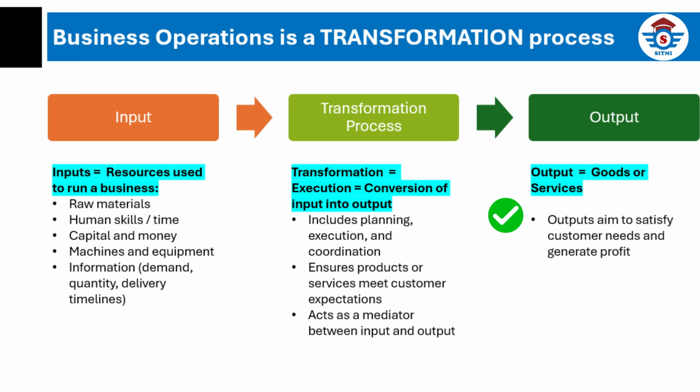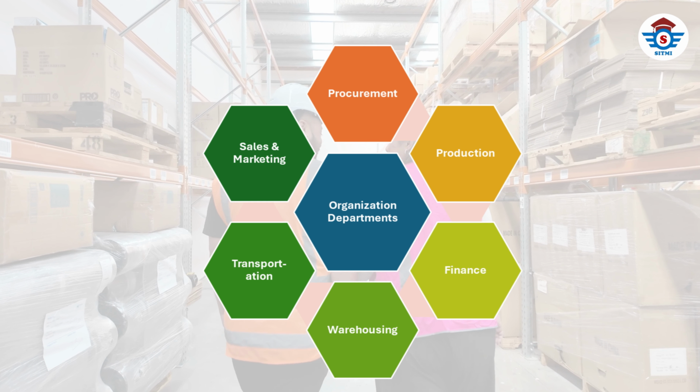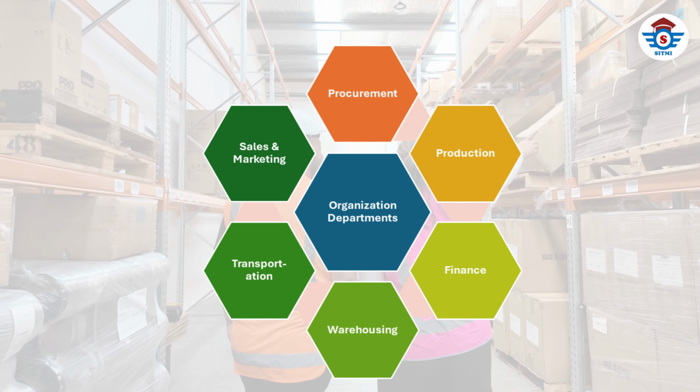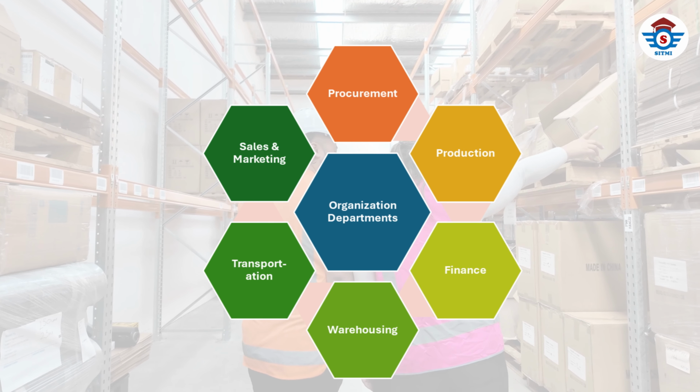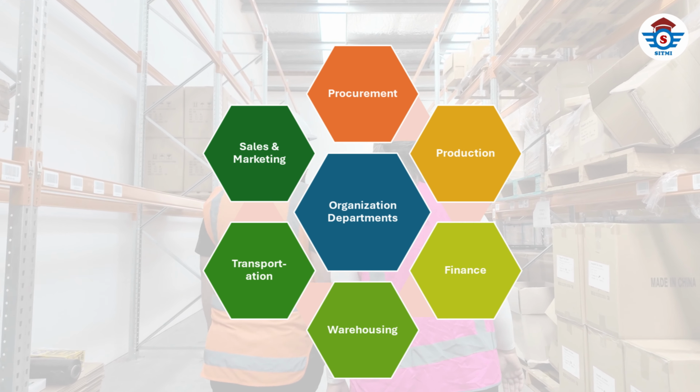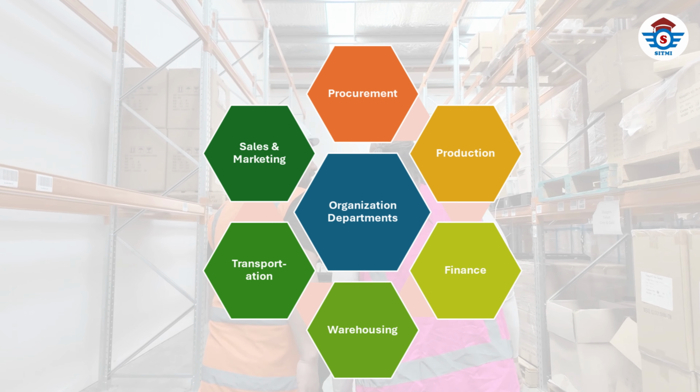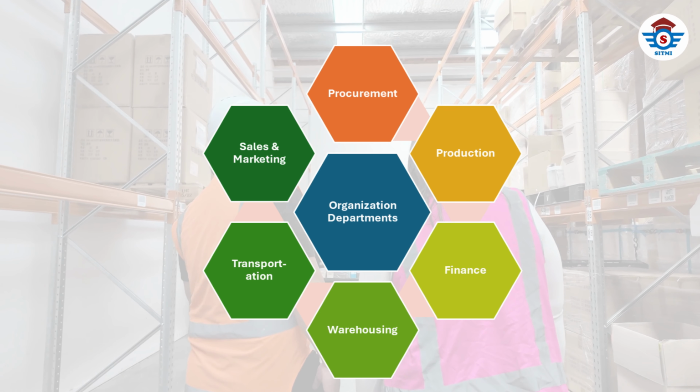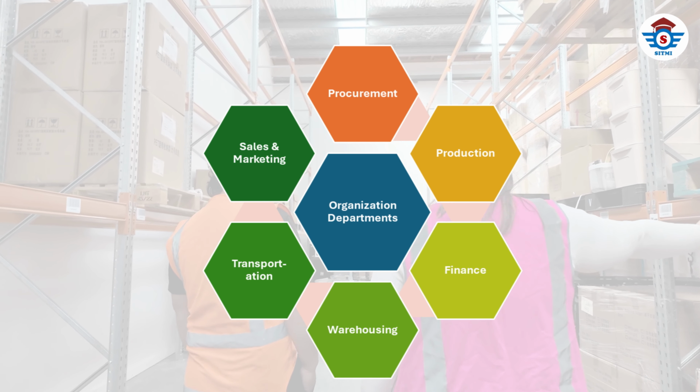It is also important to understand that everything that happens inside a company to keep it running and to earn profit is part of business operations. That is why companies have different departments like procurement, production, finance, warehousing, transportation, sales, marketing, and customer service. Each department takes some input, performs a transformation, and produces an output.